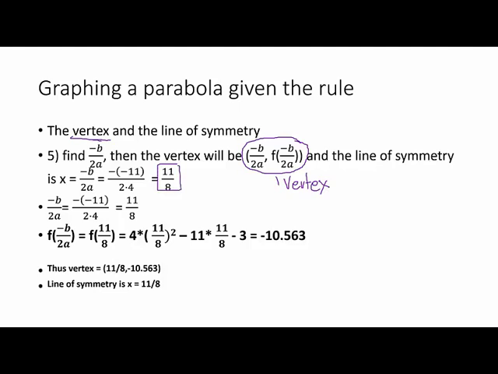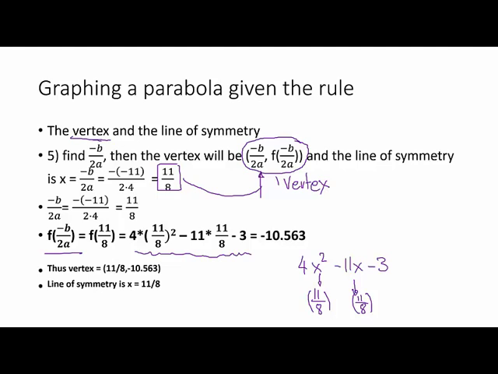So you take the x-coordinate that you found easily by -b over 2a, and you plug it into the function to calculate the specific number. As you can see, you may have to deal with fractions. Now, for this presentation, we want to do it really fast, so the answer is -10.563. But if something like this is given, you really need to go through the steps, calculate the fractions, and get your final answer. The vertex for this parabola is (11/8, -10.563).